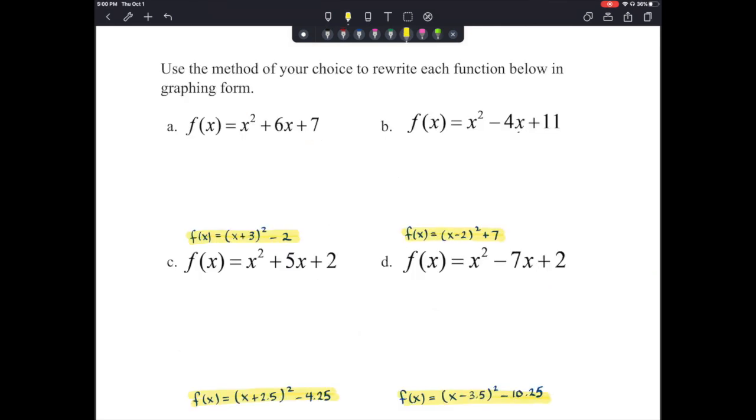This last slide is for you to practice these methods. The directions state, use the method of your choice to rewrite each function below in graphing form. Take your time, try one method. If it doesn't work well for you, try the other method. You will see the answers are written on here in blue ink with the yellow highlighter, that way you know if you're getting to the correct answer or not. But remember, you can always graph your original function and your answer to see if it gives you the same parabola to check.